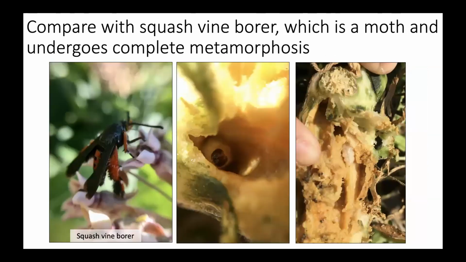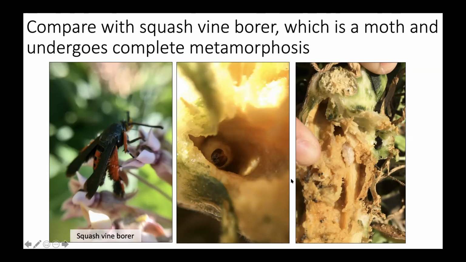In comparison, we've got the squash vine borer, which is a moth, this red moth with little furry legs. Usually it's around flowers trying to gather nectar, but it's going to deposit its eggs on the vine of the squash plant. If we don't see that happening, we don't know this is going to be a future problem. The larvae emerge and bore into the vine of the squash. So, very different insects, and because of their development, for the squash vine borer it's the larvae that do the damage.